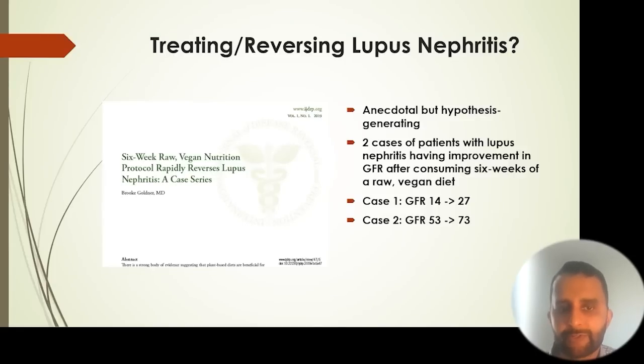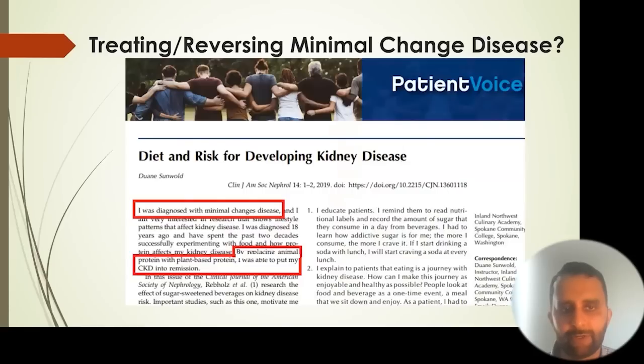One such example is this case series in patients with lupus and lupus kidney disease, which is also known as lupus nephritis, which is very difficult to treat. In the two cases, both had improvements in that GFR number, which is a percent kidney function. One went from 14 to 27, and the other went from 53 to 73.